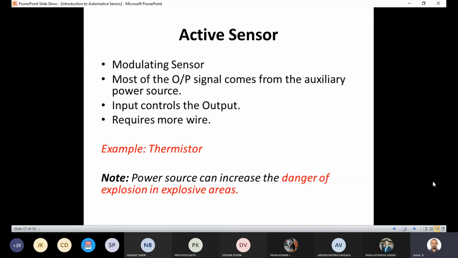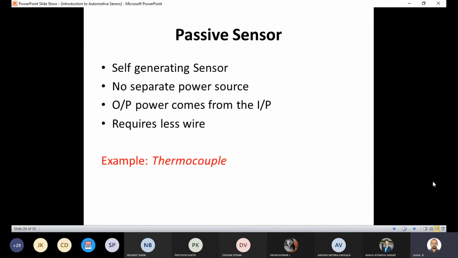Here it consists of more wires, because compared to a passive sensor, there is no need for an external power source in a passive sensor. For example, a thermocouple or a thermometer. In a thermometer, according to the temperature, the mercury level increases, so we are not providing any external power source. Whereas in the case of an active sensor, we need to provide the power source, so we need one more wire. In the case of a passive sensor, we need fewer wires.